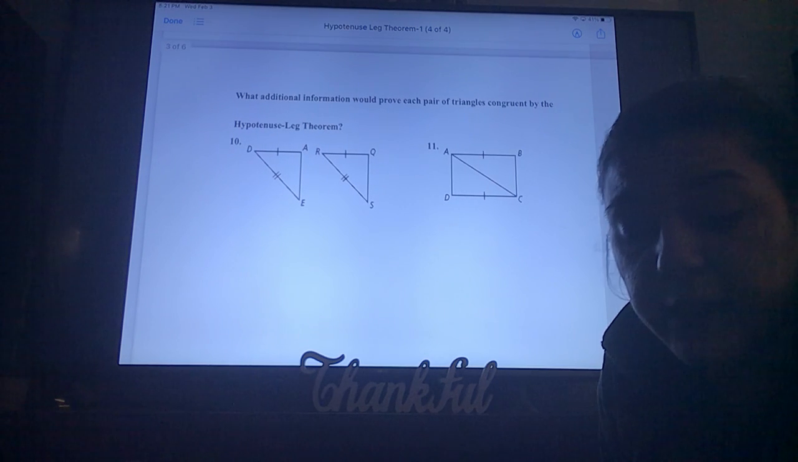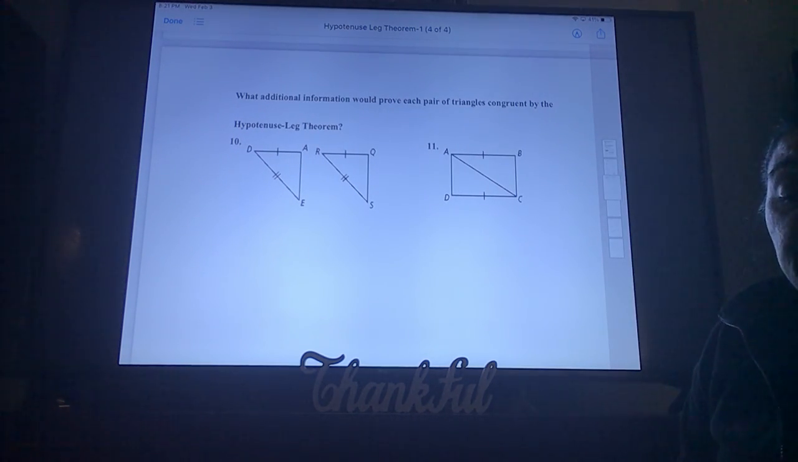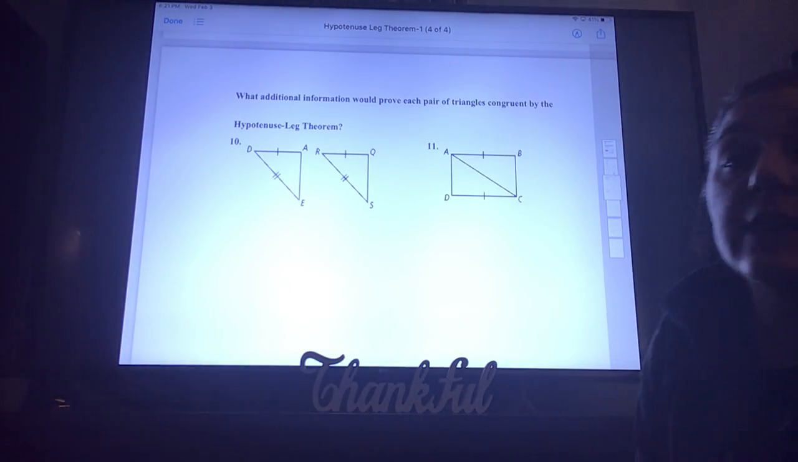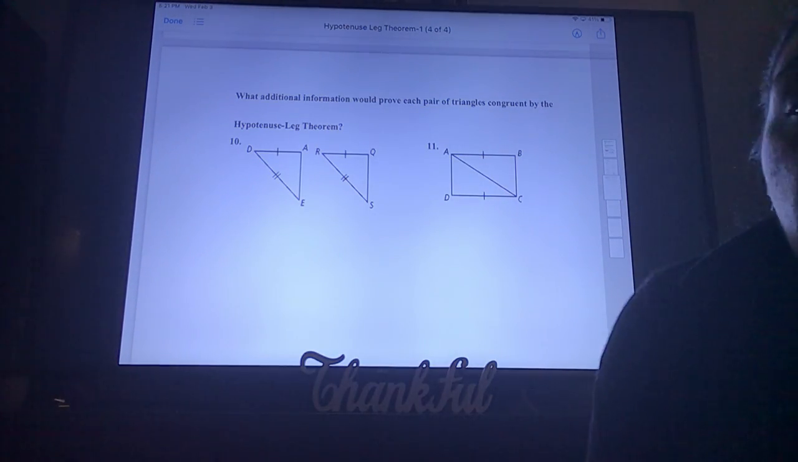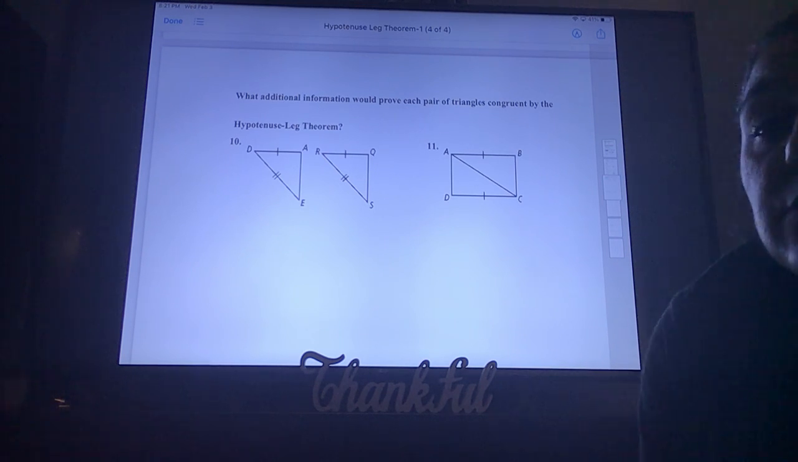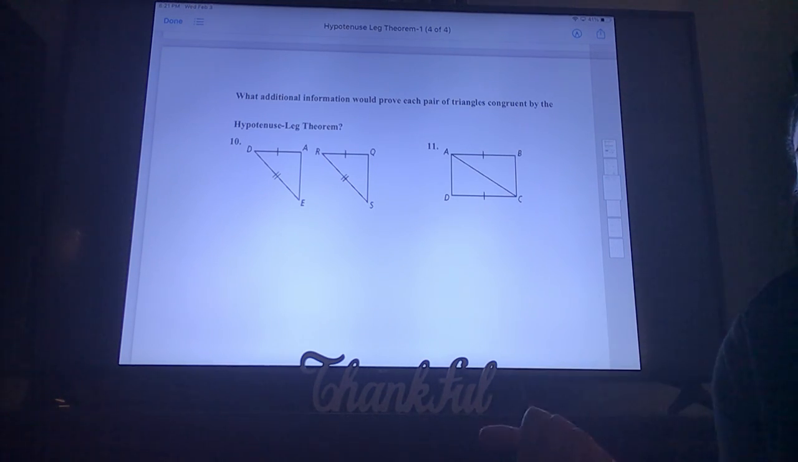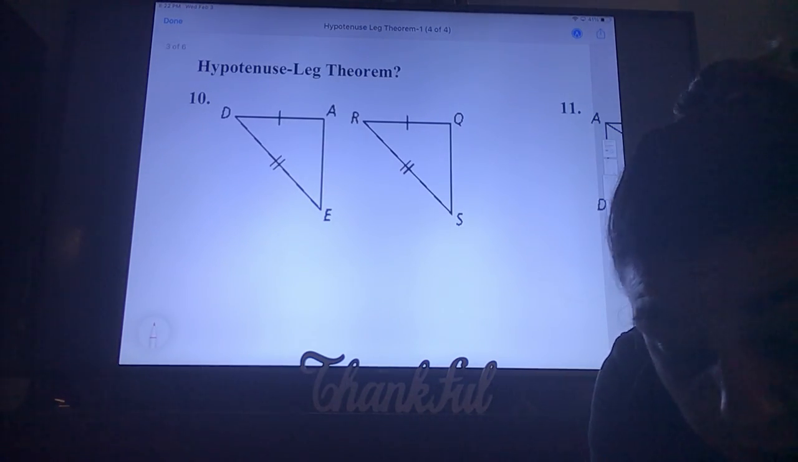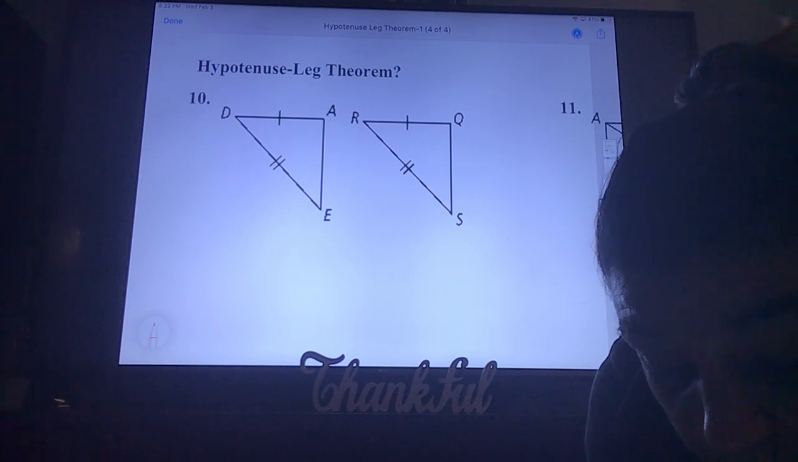Okay, 10. What additional information would prove each pair of triangles congruent by the hypotenuse leg theorem? Okay, and so this one they want you to use the hypotenuse leg theorem, but what else would you have to have in order to make that work? And so you can just run through the check marks. Is there a pair of right angles? No, there's not. And so one of the things that you would have to have is a pair of right angles.